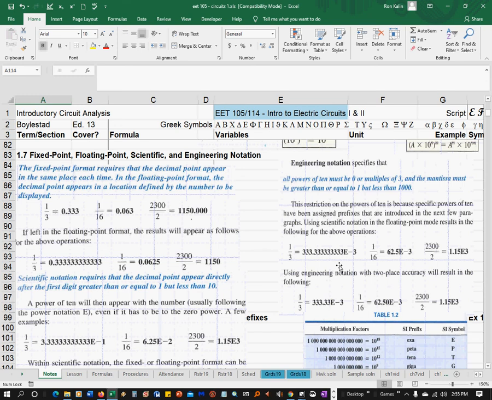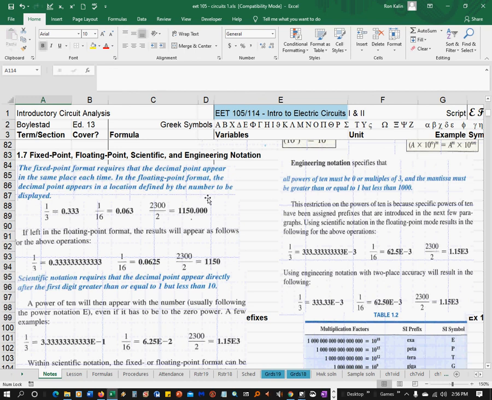AET 105, Chapter 1, Section 1.7, Fixed Point, Floating Point, Scientific and Engineering Notation. Fixed point format requires that the decimal point appear in the same place each time. In the floating point format, the decimal point appears in the location defined by the number to be displayed.